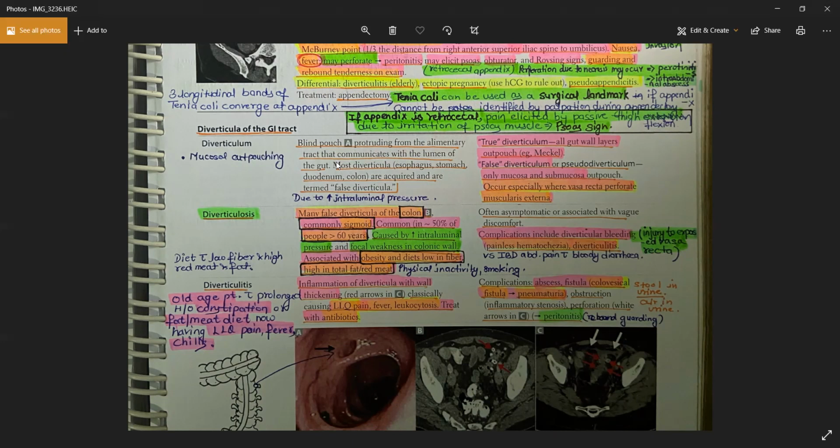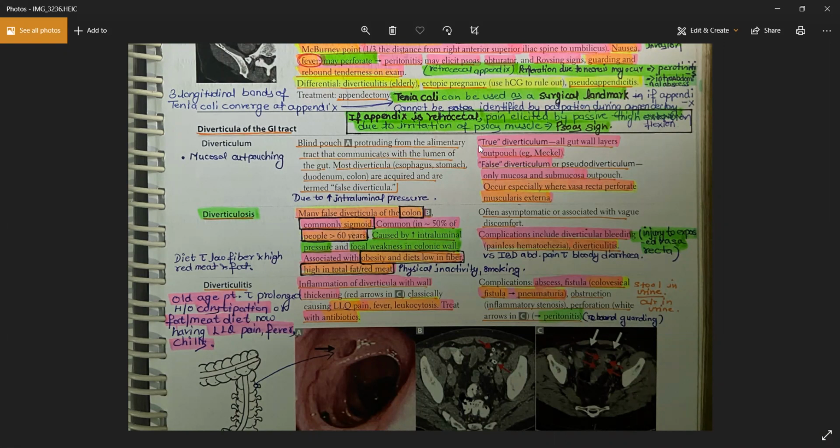It generally happens because of an increase in the pressure within the lumen, right? When the pressure is increased, then at the points where the wall is very weak, the outpouching will happen at that point. And because of the outpouching, it is known as a diverticulum. You have two types of diverticulum. One is a true diverticulum, and second is a false diverticulum.